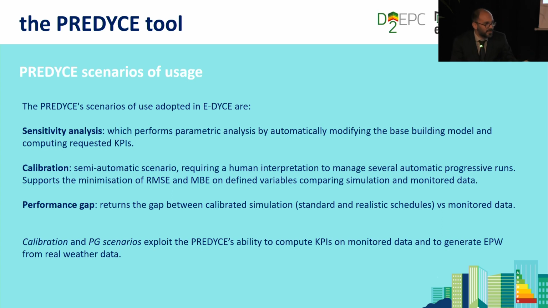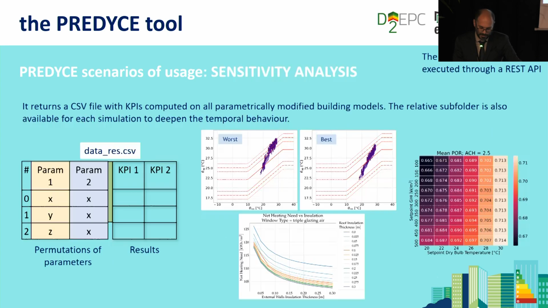That's semi-manual because calibration requires in any case, for this type of levels, a sort of tuning or definition of ranges of variation. In addition to that, we have a performance gap scenario that supports the automatic test or under request test, till arriving to semi-real time for comparison between the standard and the standard adapted, so this user-adapted approach in the EPC versus the monitored data for several KPIs defined inside the project.